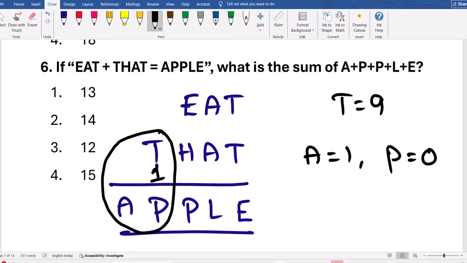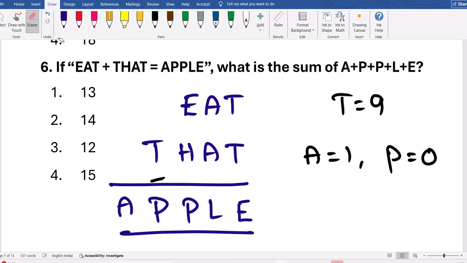So T must be 9. Why 1 there? Why 1? If 1 is not there, okay, carry is not from the previous, then it should be T only below. As there is a different letter, it must be some carry. Okay. Now you got these values, no?